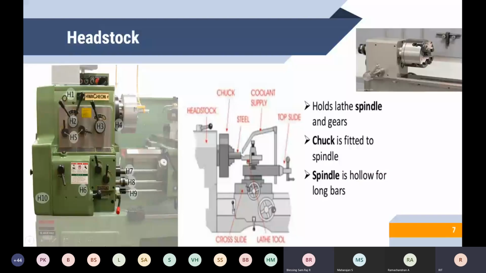Then the headstock. Normally the headstock is the heart of the lathe machine. It is placed on the left side of the lathe machine. It is the housing for the drive pulleys and gears. The chuck is attached to this part, fitted into the spindle, which holds the gears. The spindle has a hollow portion for long bar passes, the continuous feeding used in mass production.